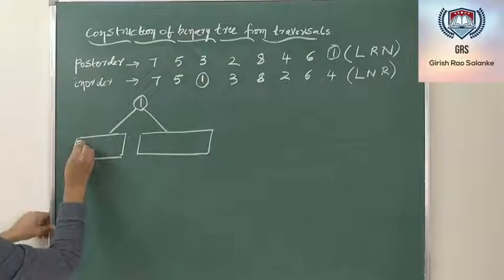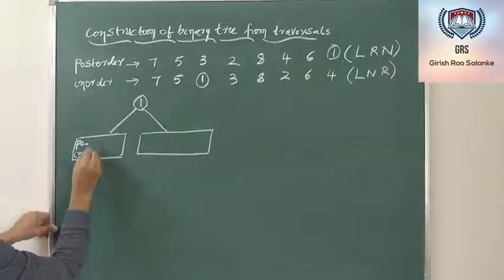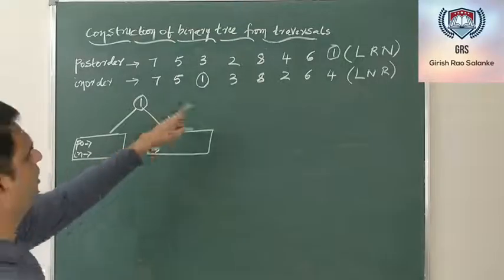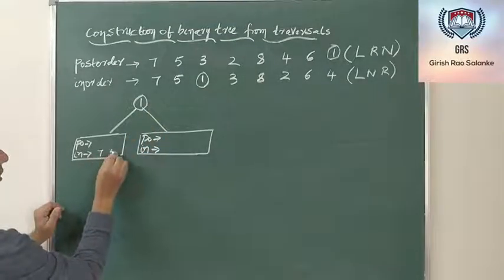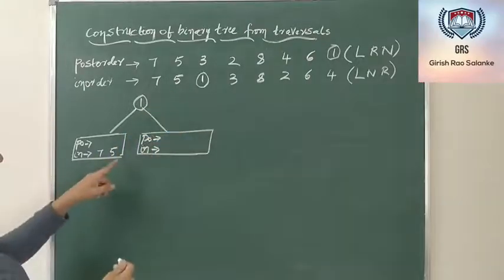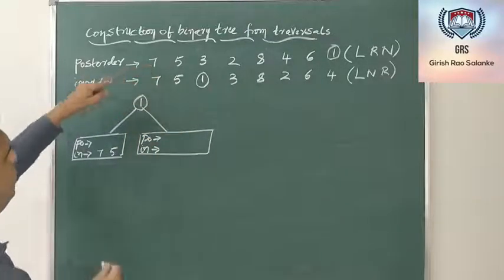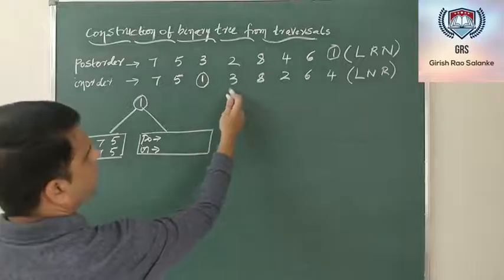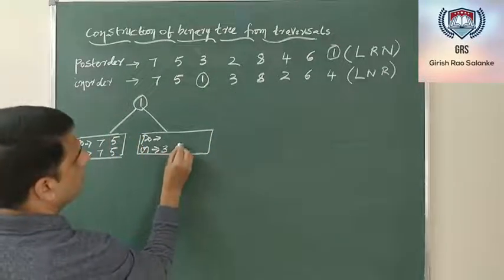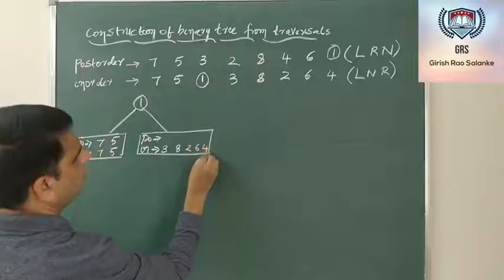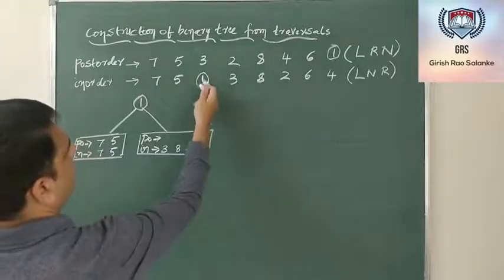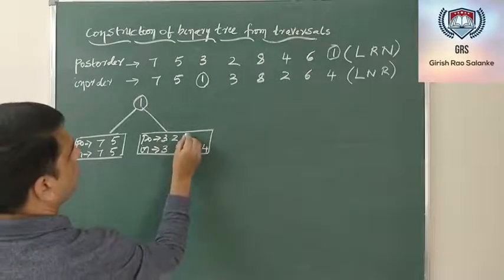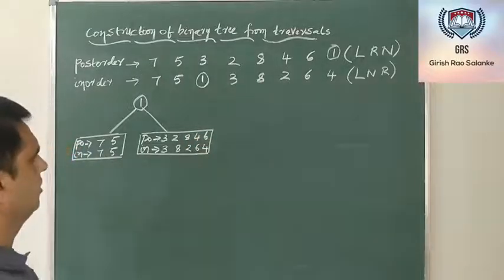So this is post-order and this is in-order. To the left side of 1 there is 7, 5. I will retain 7, 5 in the in-order as it is, and check for 7, 5 in the post-order. In post-order, first was 7 and then 5. Then for the right subtree, to the right side of 1, I have 3, 8, 2, 6, 4. I write it on the right side. Here in post-order, please don't change the order: it is 3, 2, 8, 4, 6. So this is the second step.